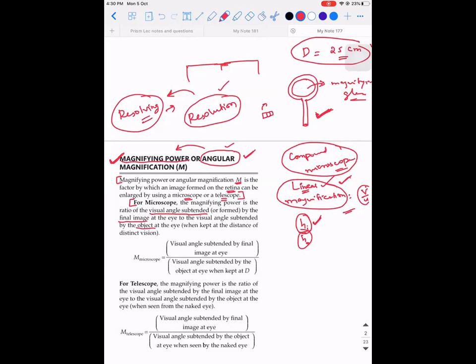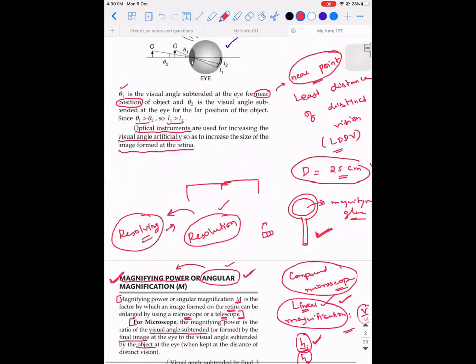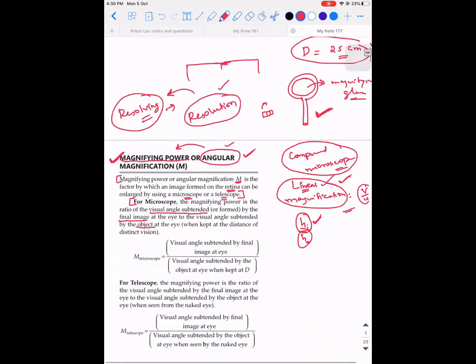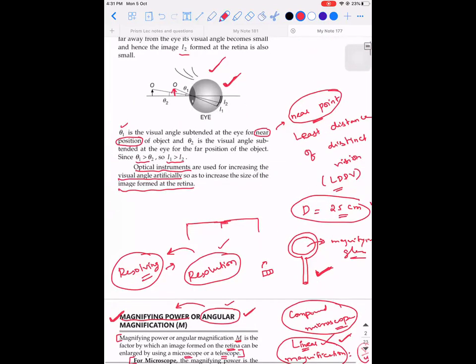So when we say the visual angle subtended by the object at the eye, it means you are looking at it without any optical instrument. For example, this scenario. So in this diagram, in the eye diagram, which one should I take as the angle subtended by the object at the eye? Should I take θ1 or θ2?